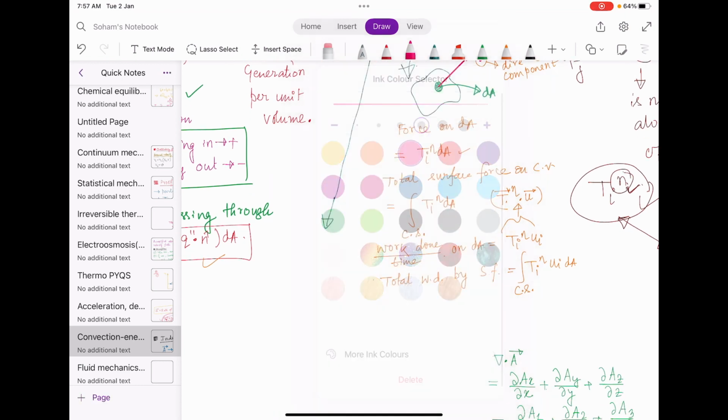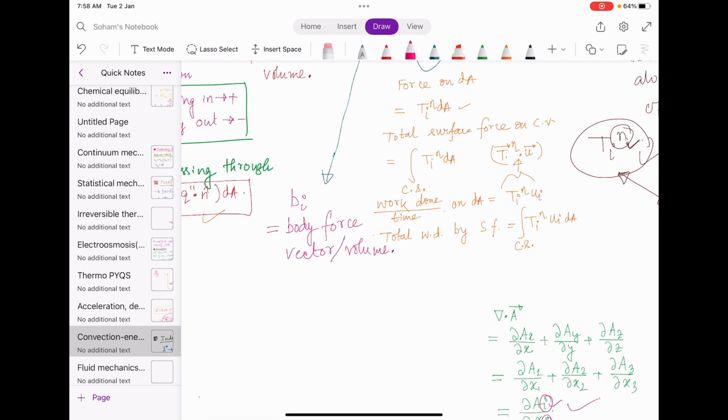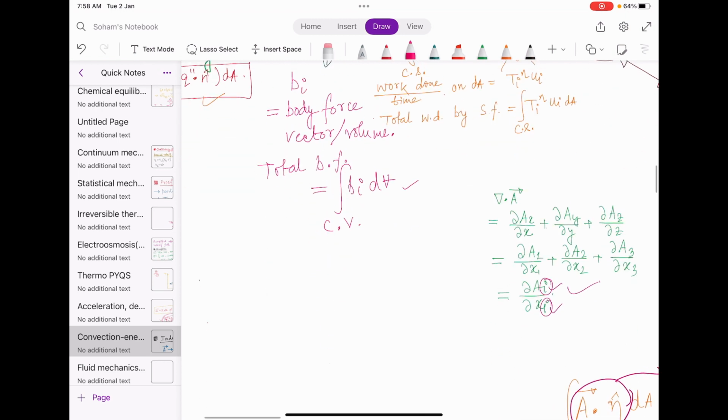let us take Bi as the body force vector. Okay, body force vector per unit volume. Okay, per unit volume. So this is the body force vector per unit volume. Then the total body force, you integrate the body force all over the volume. Okay, then it becomes the total body force, right?